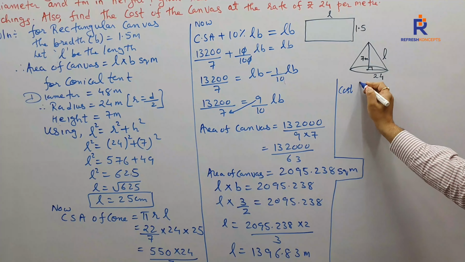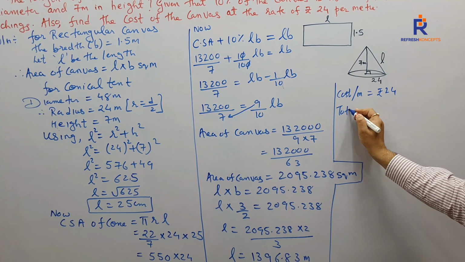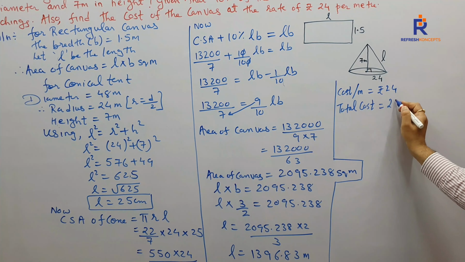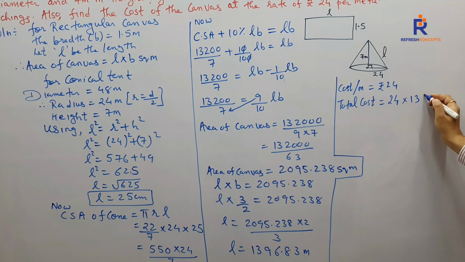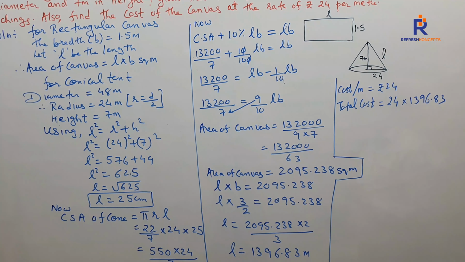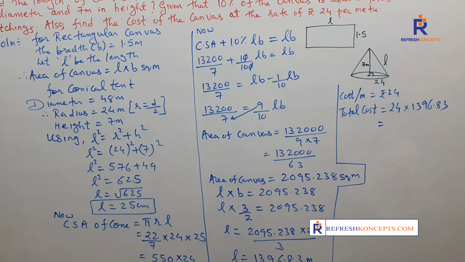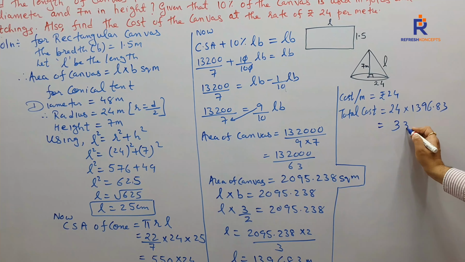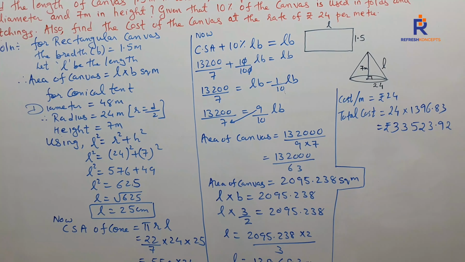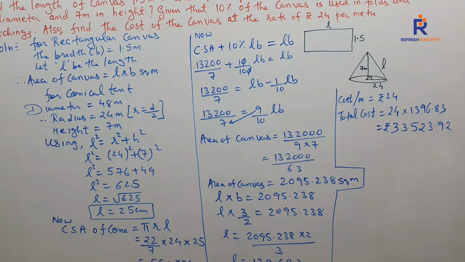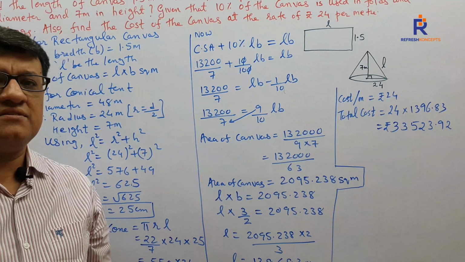Cost per meter is rupees 24. Therefore, total cost is 24 into, what is the answer of length? The answer for length is 1396.83. When you multiply 24 into 1396.83, the answer you get is 33523.92 rupees. Right, children? Once again, what was the main thing to understand in this?